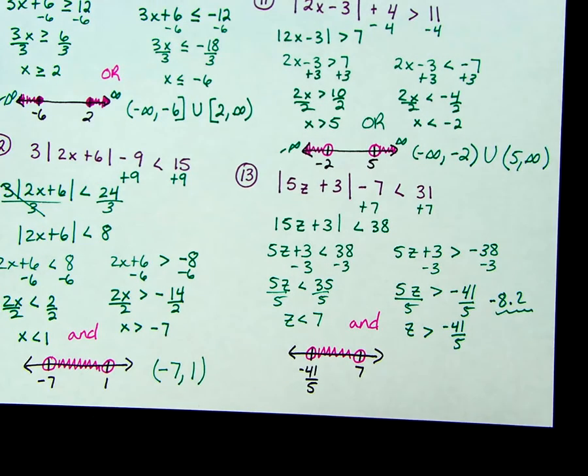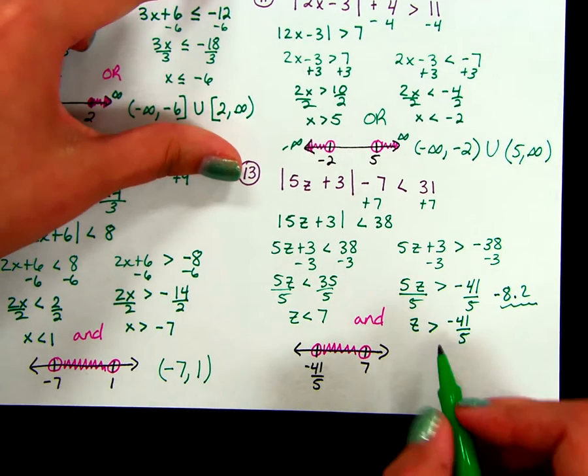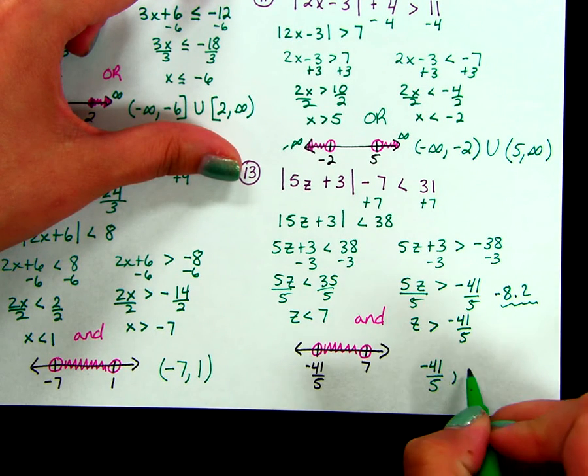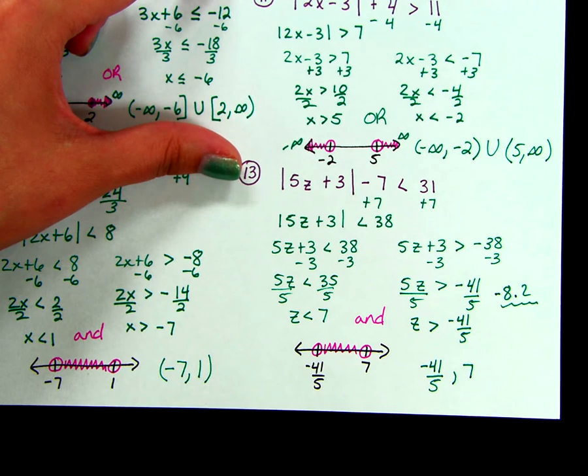So for our interval notation, we're just going to have one piece to it. The smallest number will be negative 41/5. Largest is 7. Again, they're not included, so these are both going to have parentheses around them.